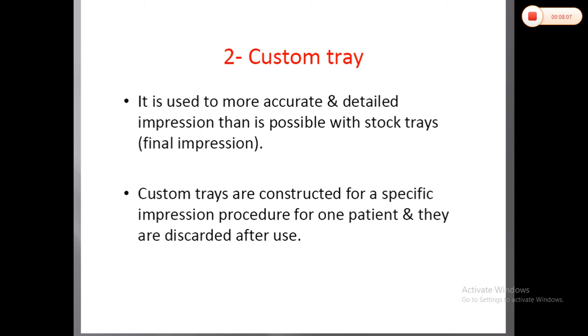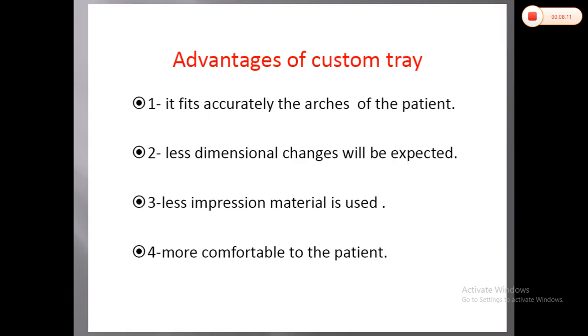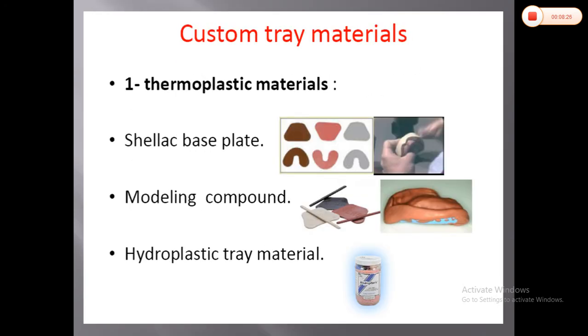But a custom tray is made only for a specific patient alone. The advantages of this custom tray are that it fits accurately to the arches of the patient, fewer dimensional changes are expected, less impression material is used, and it is more comfortable for the patient. Custom tray materials are thermoplastic materials like shellac, baseplate, modeling compound, and hydroplastic tray materials can be used as a custom tray material.